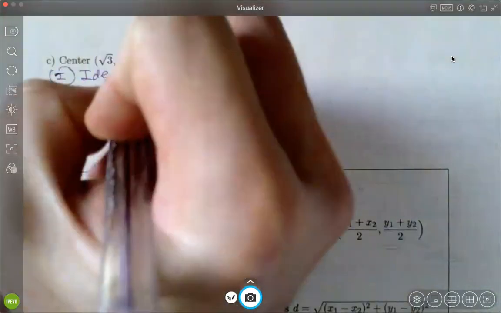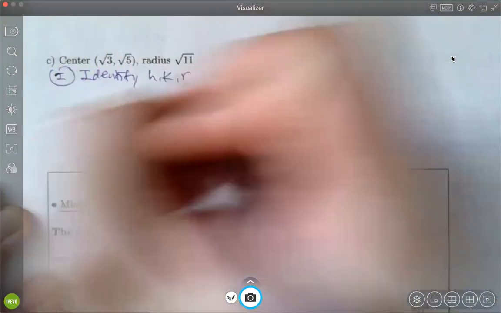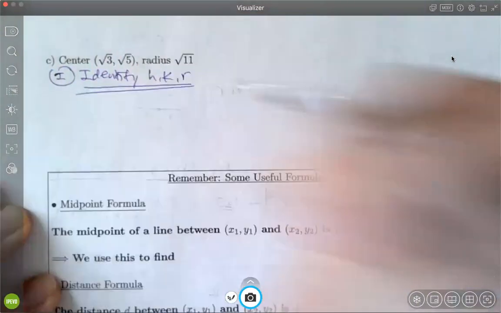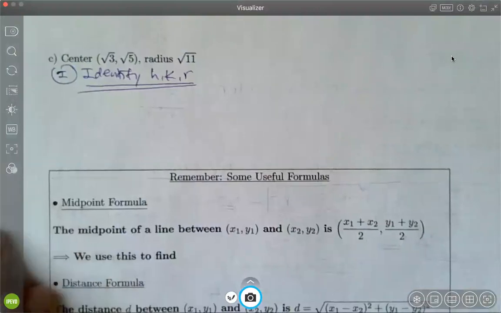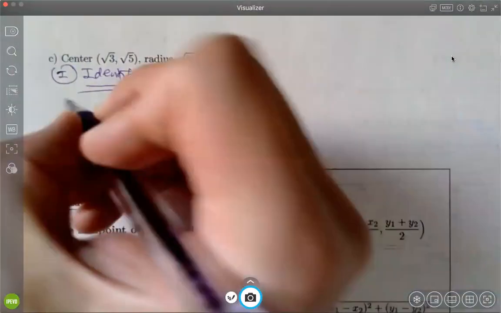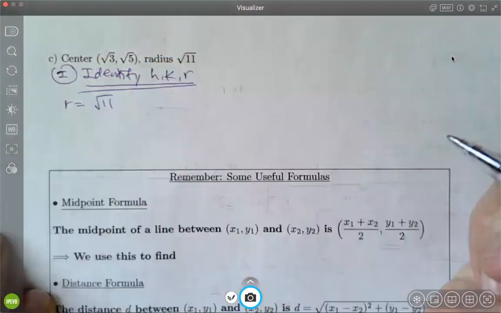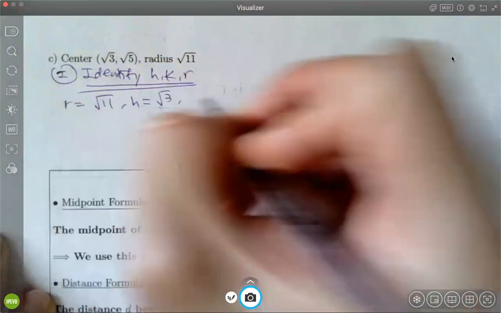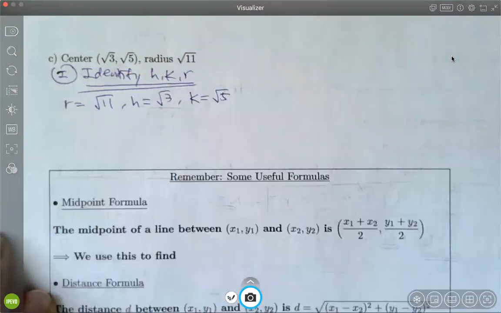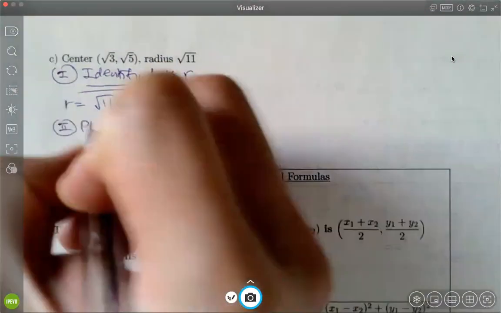The first step remains the same: identify h, k, and r. The r is fairly automatic. It's the square root of 11, right? And then h is what? The square root of 3. k is the square root of 5, right? Now plug them into the formula.